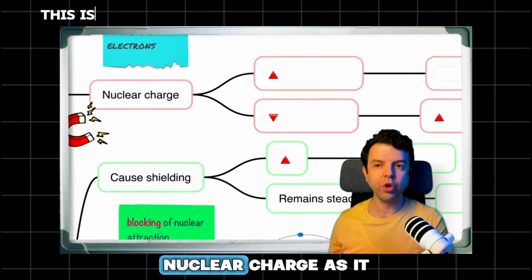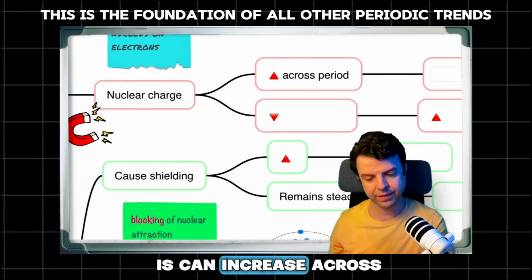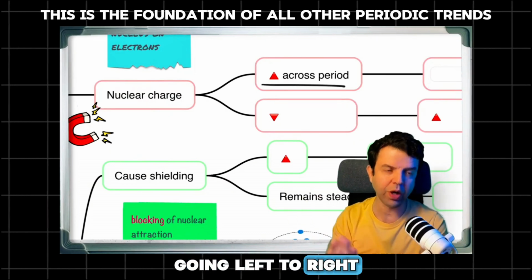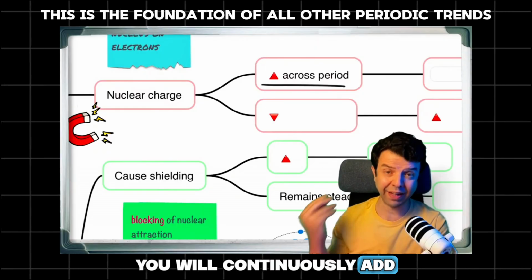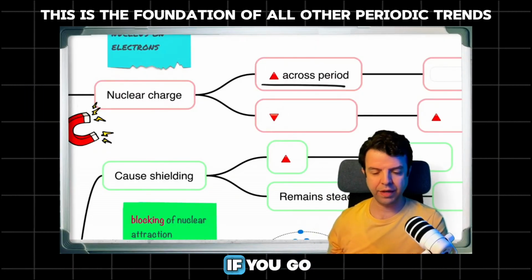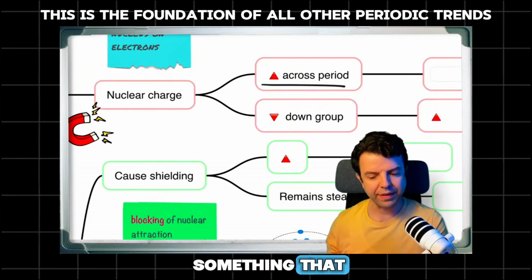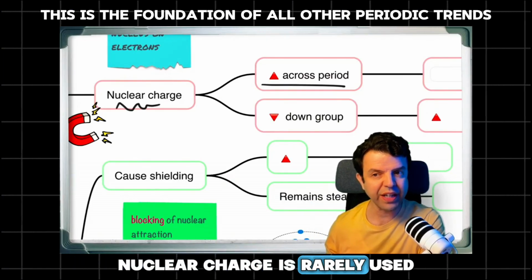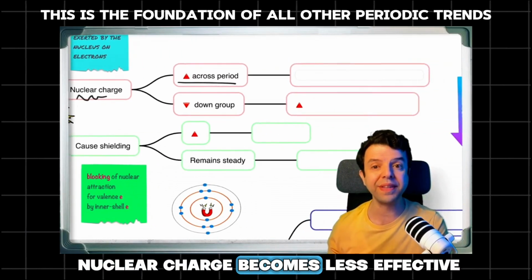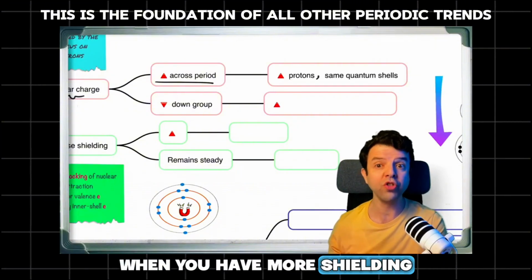Now, nuclear charge as it is can increase across a period. In other words, if you're in a periodic table going left to right, you will continuously add more and more protons. But it would decrease as you go down a group. Now, just be aware of something, that nuclear charge is rarely used as it is, because nuclear charge becomes less effective when you have more shielding.